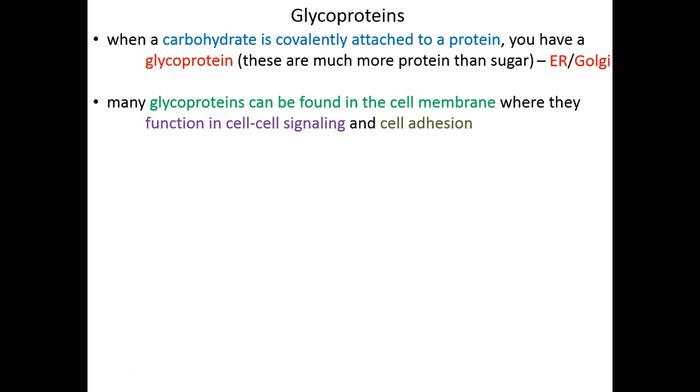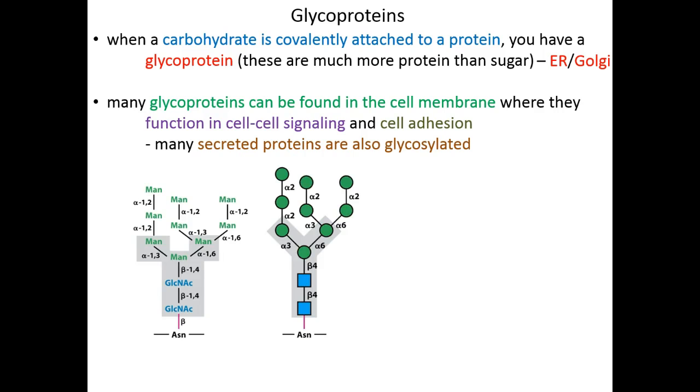Cells can recognize one another and transmit information to each other largely through these glycoproteins. Cell adhesion is also mediated in this way. Cells stick to one another to create larger tissues due to interactions between glycoproteins in the cell membrane. In addition, many secreted proteins that are released by the cell are also glycosylated. So characteristic of glycosylated proteins is that they tend to be outward facing or outward headed.